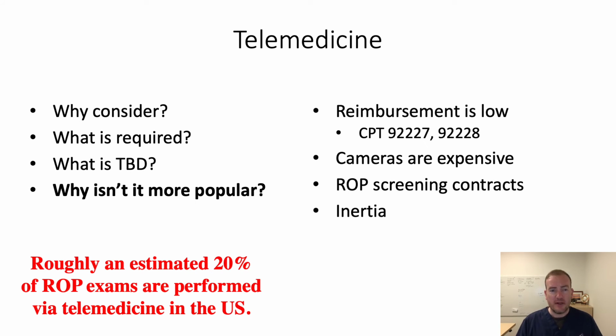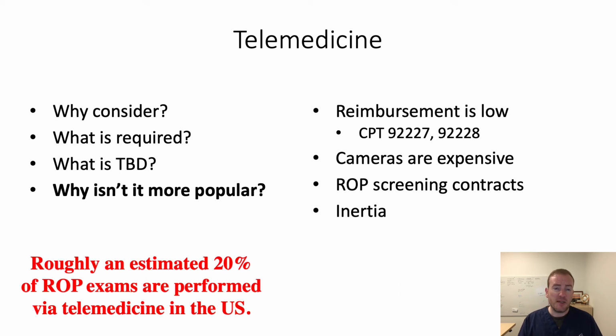Why isn't it more popular? So reimbursement is low. The two CPT codes usually used are 92227 and 92228, and I'm not going to put the dollar amounts here because it'll change over time, but it's less than an in-person consult for ROP screening. Cameras are expensive. I mentioned this earlier. ROP cameras on the market range from $60,000 to $150,000, and given low reimbursement, it's a big barrier in terms of hospitals wanting to put that money out to have these cameras available.